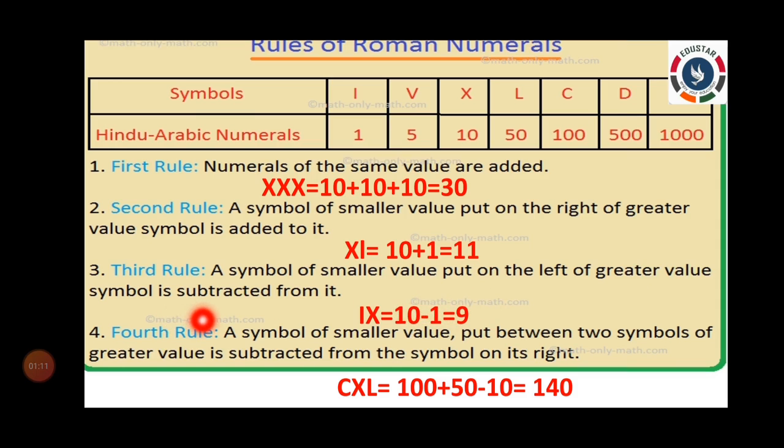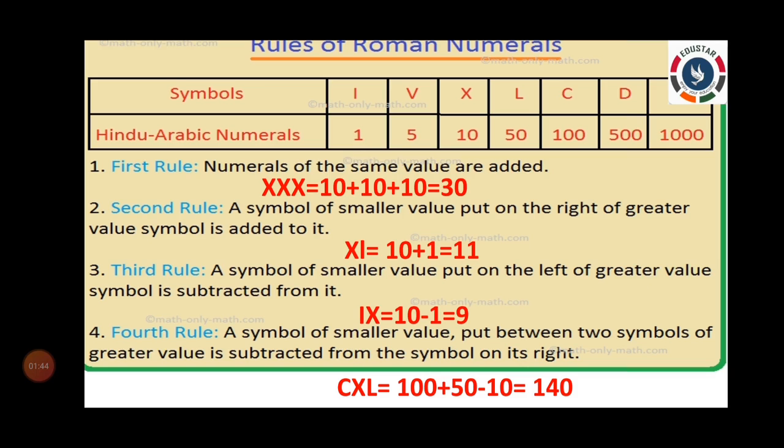Then the fourth rule, rule 4: a symbol of smaller value put between 2 symbols of greater value is subtracted from the symbol on its right. See here, C, X, L is given. C indicates 100, X indicates 10, L indicates 50. Here first C indicates 100, one bigger value. Then X is the smaller value and L is the bigger value.